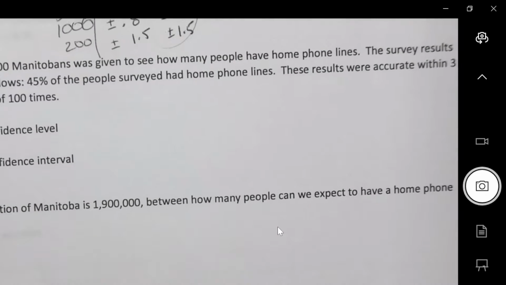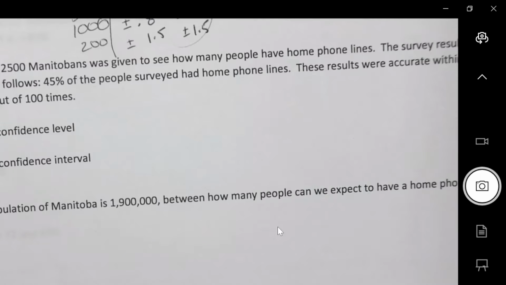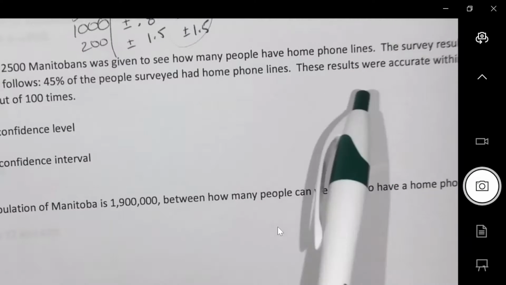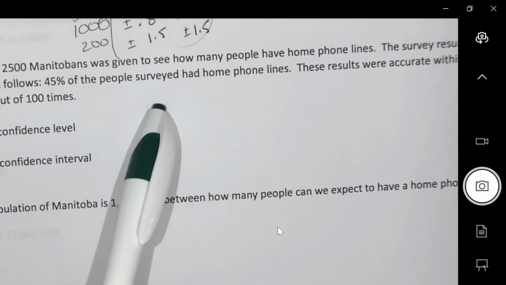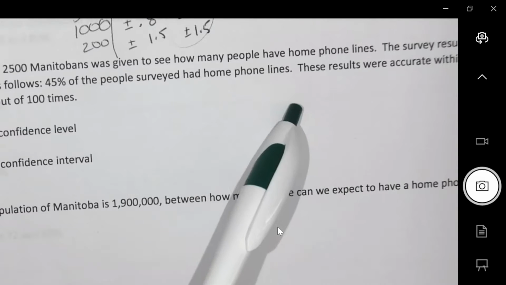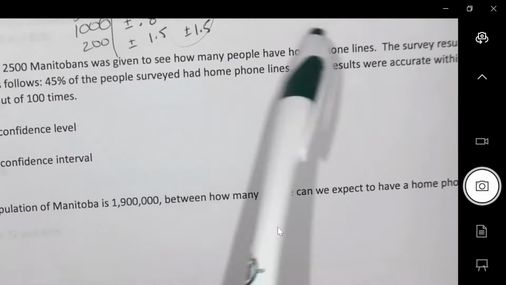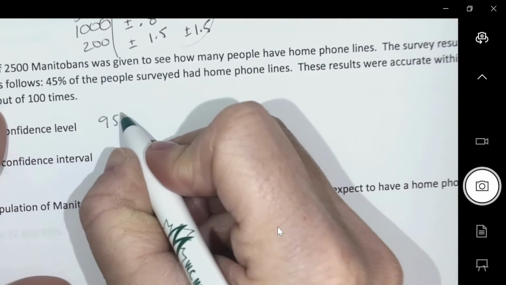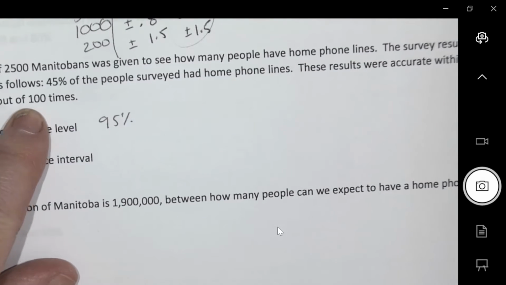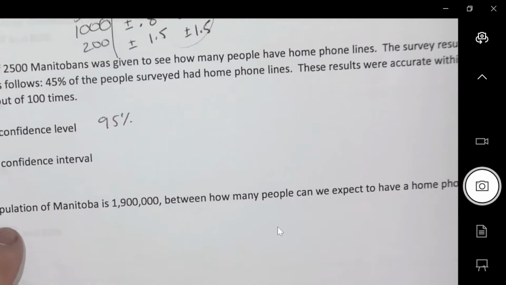Okay, number 3. We surveyed 2,500 Manitobans about phone lines, home phone lines. The survey results were given as follows. 45% of the people had phone lines. The results were accurate within 3% points, 95 times out of 100. Okay, so state the confidence level. How confident are we? We're 95% confident. 95 out of 100.